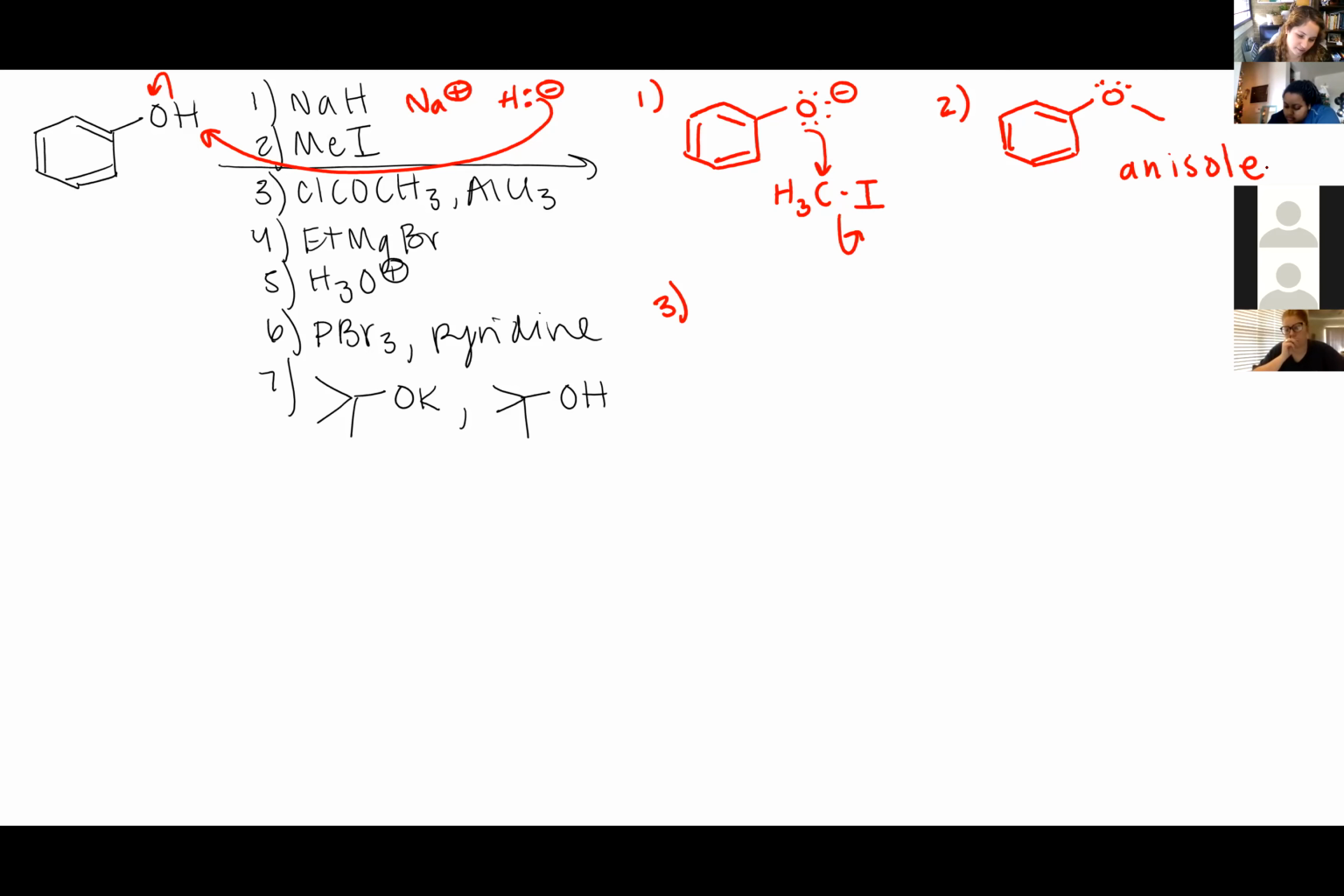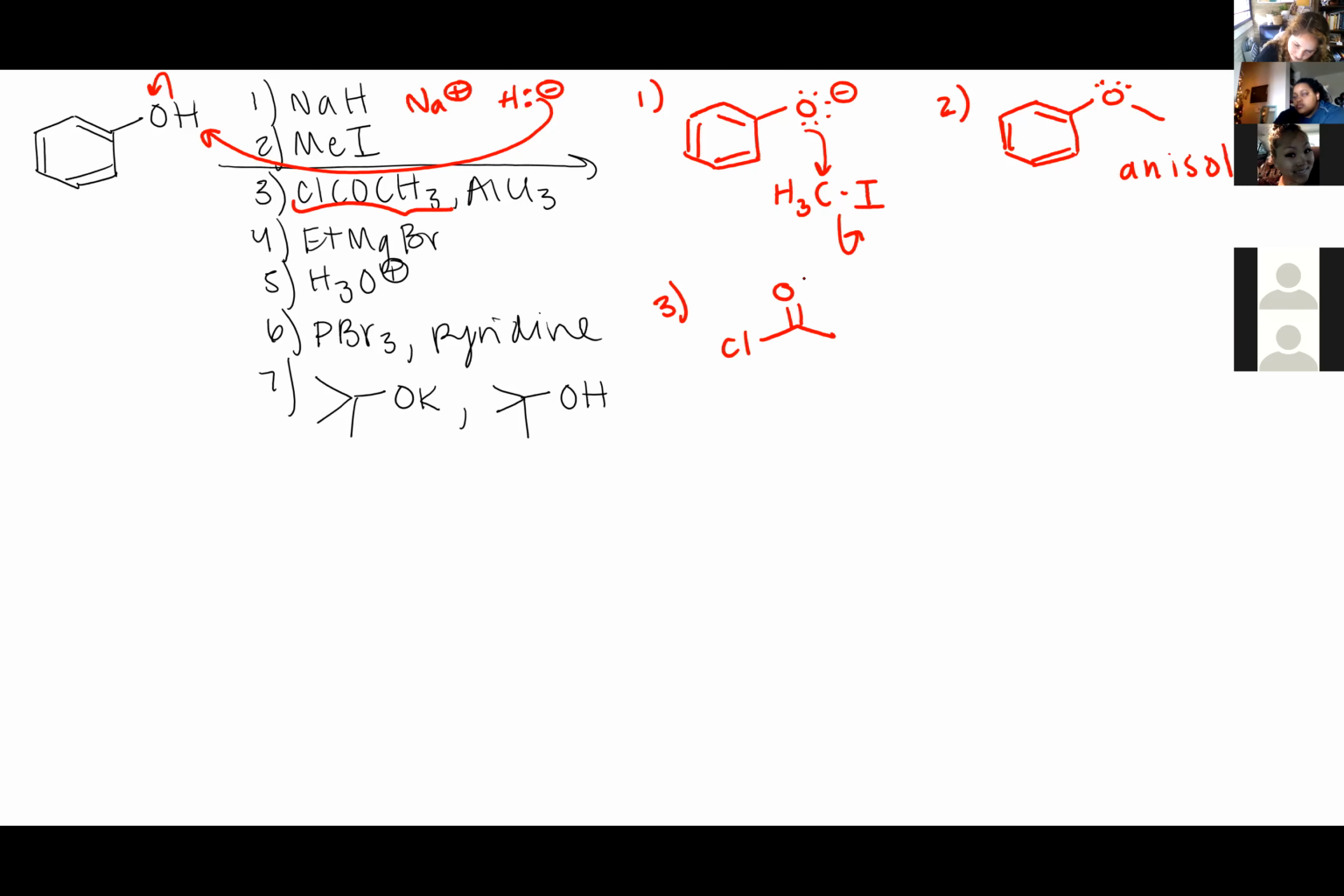Okay, so in step 3, what is this compound here? Acyl chloride. Right, acyl chloride, and AlCl3. So what are we setting up here? Friedel-Crafts acylation. Right, a Friedel-Crafts acylation. Is the methoxy group an ortho-para director or a meta director? Ortho-para. So let's go ahead and just draw the para product and move forward with just one.